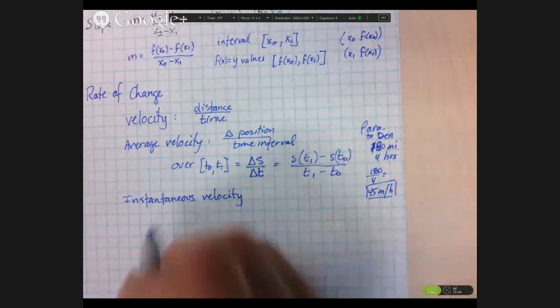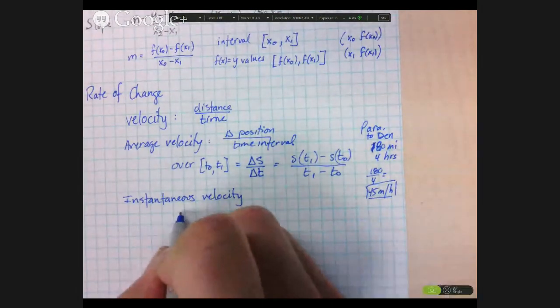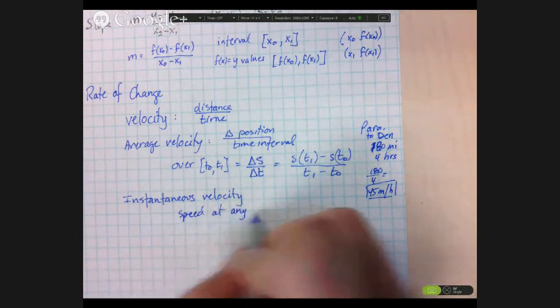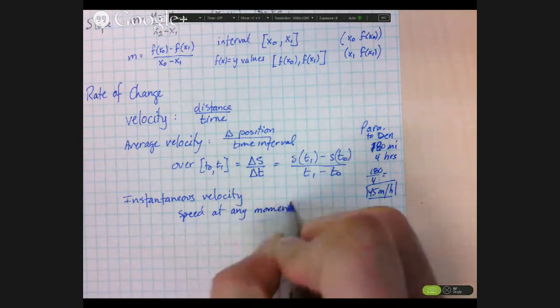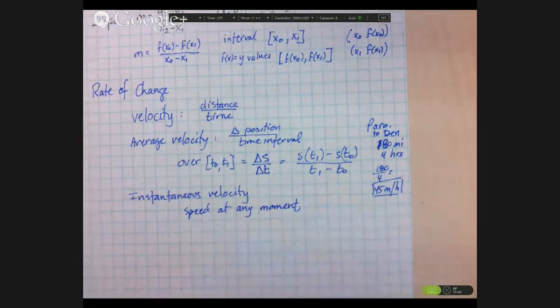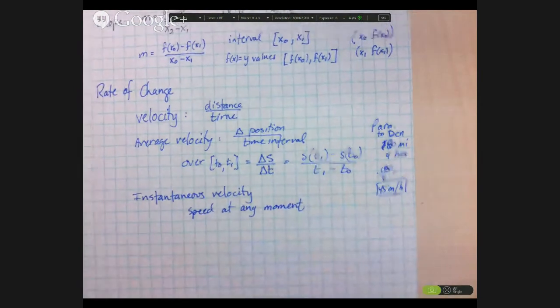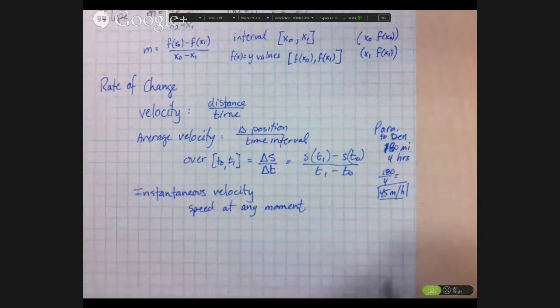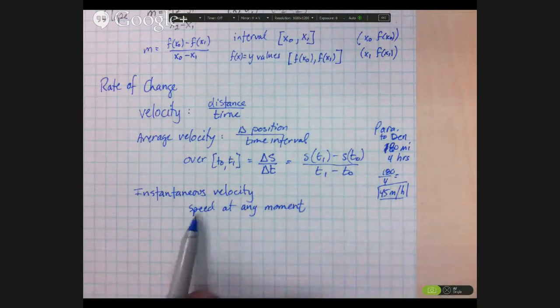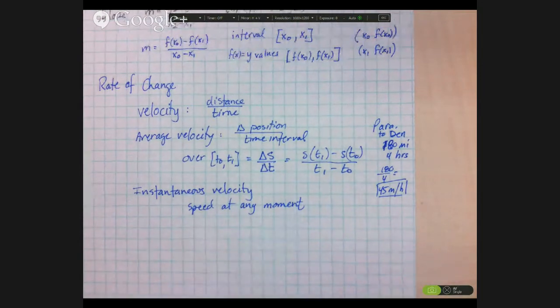Instantaneous velocity would be like your speed at any moment. Okay, if you look at your speedometer, that's your instantaneous velocity. Okay. Rarely will it say 45 because you're going to go below 45 and above 45 driving in the mountains. But it's the speed at that one particular moment. Okay.